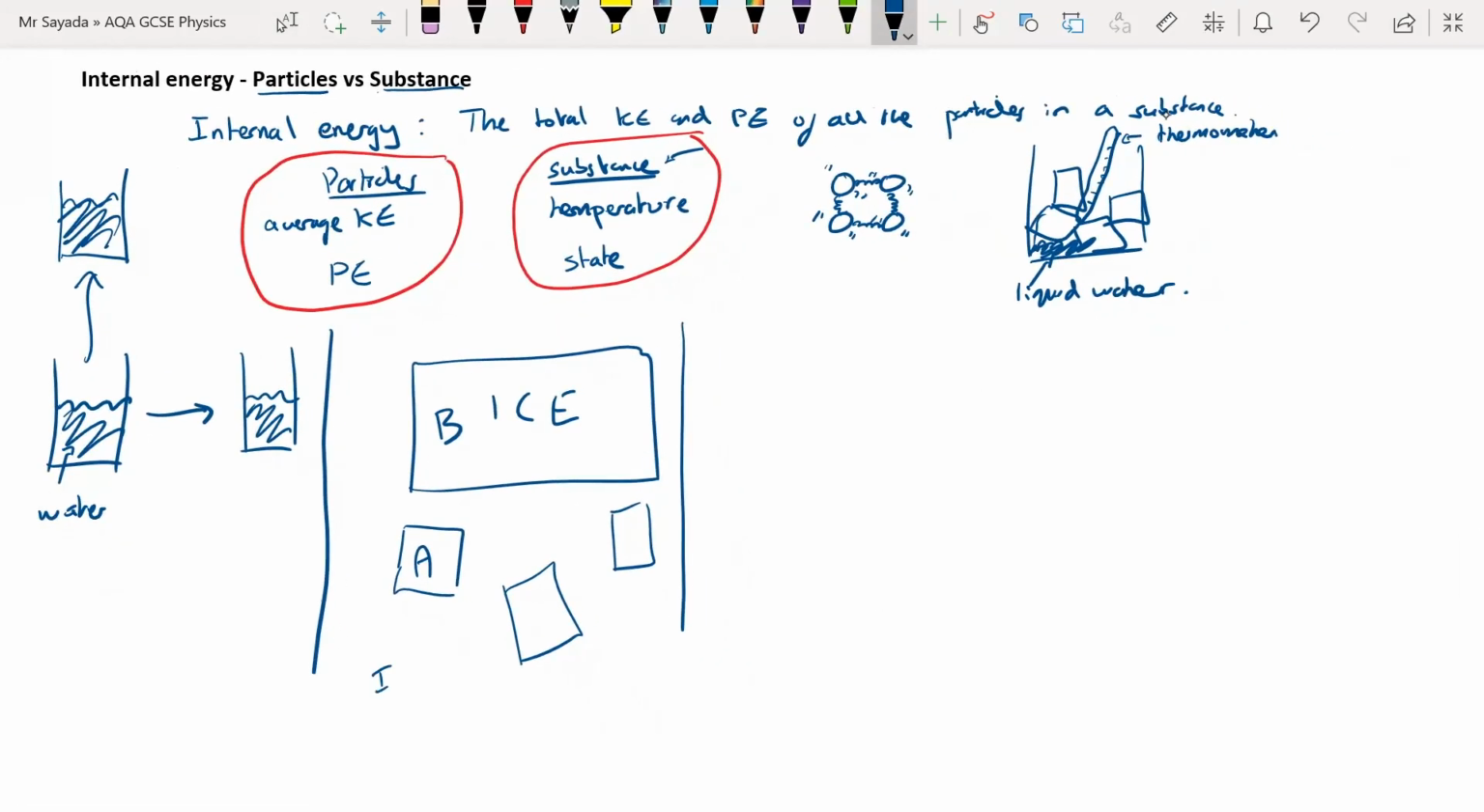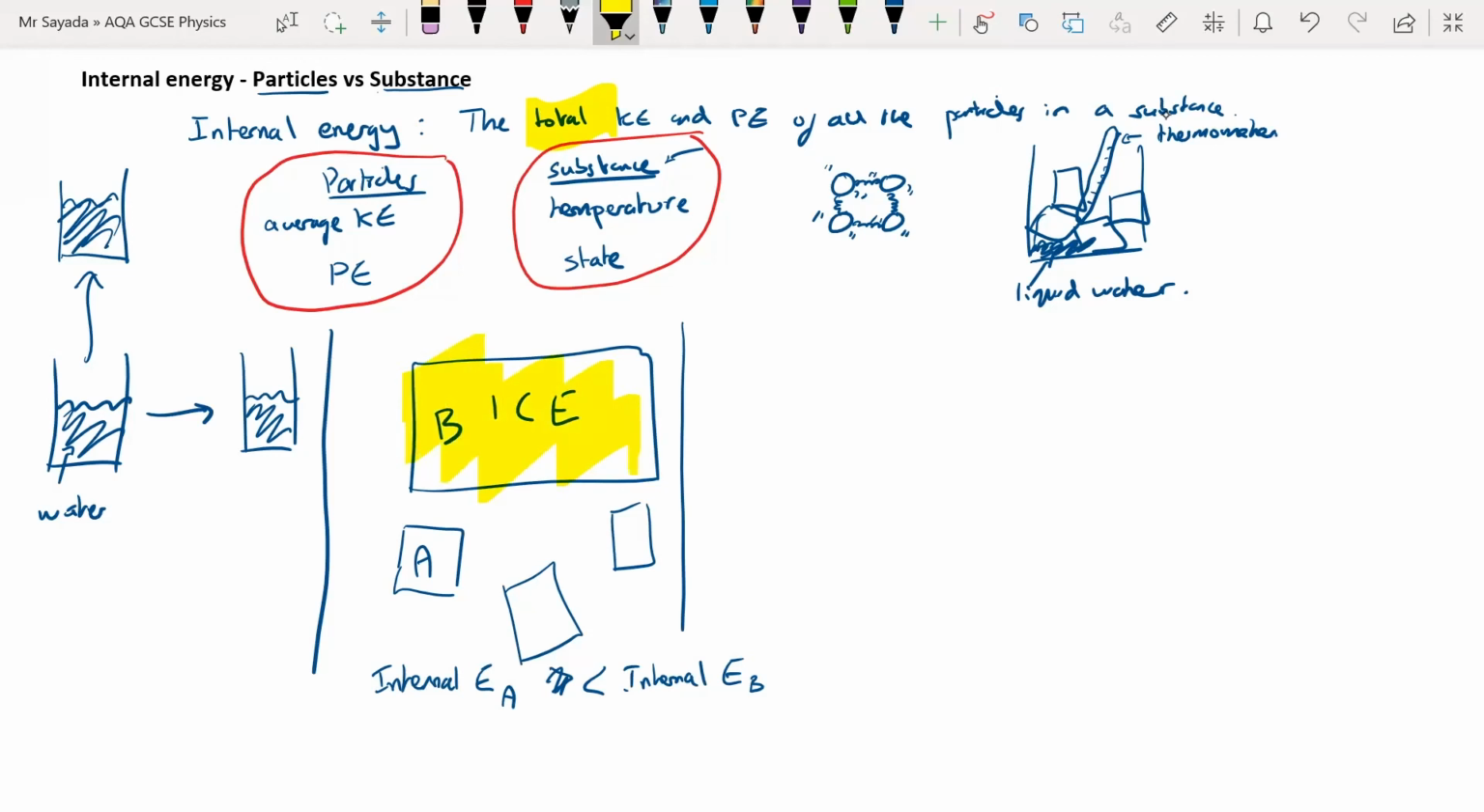Well, the internal energy of A is actually smaller than the internal energy of B. Even though they're both at the same temperature, which means the particles inside have the same average kinetic energy, the total kinetic energy of the particles in the big block of ice is going to be bigger. There's more ice in B.